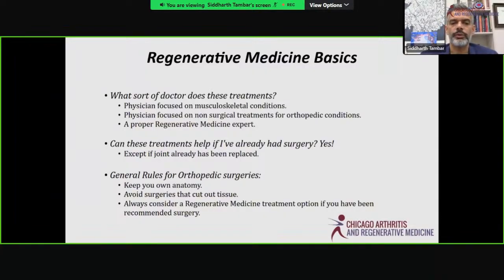My general rules for orthopedic surgeries for patients are try to keep your own anatomy, avoid surgeries that are just cutting out tissue and not actually fixing a problem. Always consider a regen med treatment option. If you haven't been recommended surgery, see if this is something that is still amenable to non-surgical treatment. Once you do surgery, you're sort of on that path. It's very hard to kind of reverse things that have been cut out.